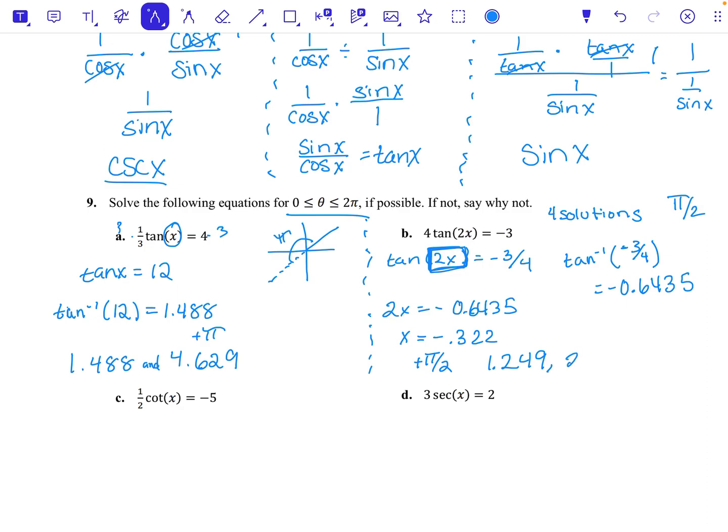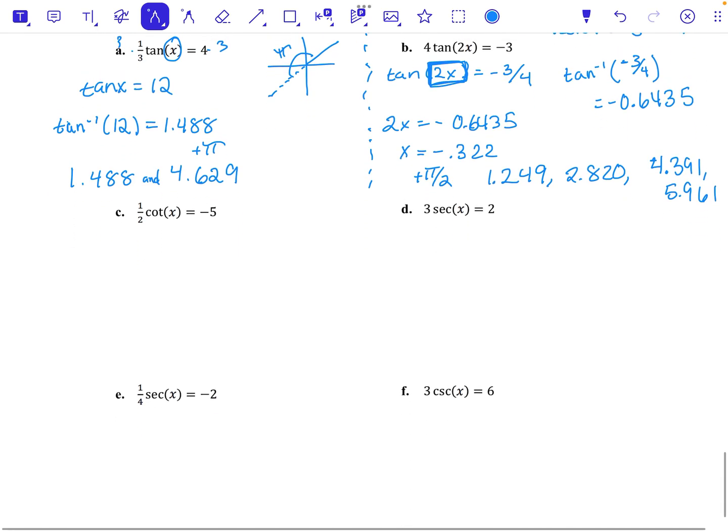1.249, 2.820, 4.391, and 5.961. So 4 solutions. If I added pi over 2 again, I'd be outside of my domain that I'm focused on. But yes, tangent is a little tricky with that, but still possible, still sort of similar ideas to when we had an inner function when we were dealing with some sine and cosine functions in the last unit.